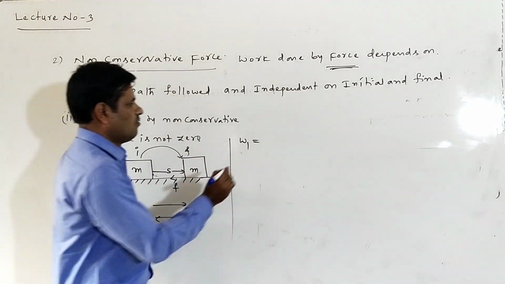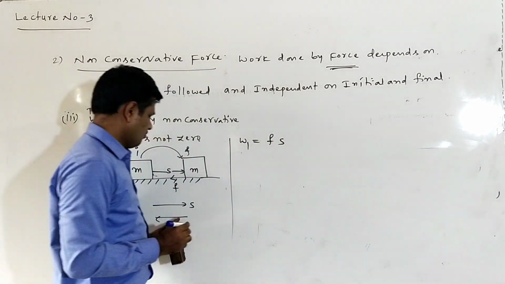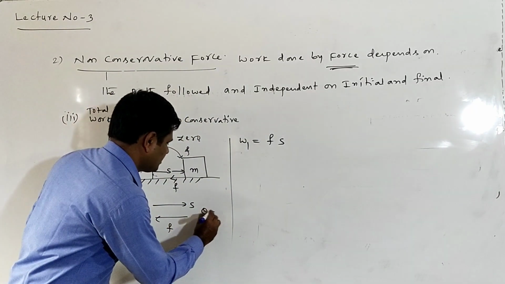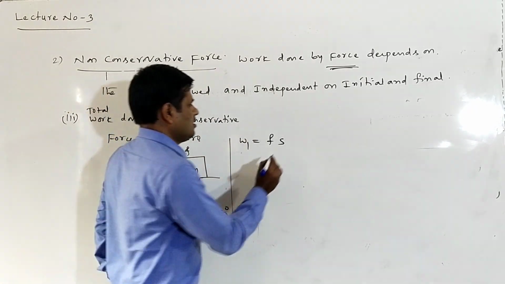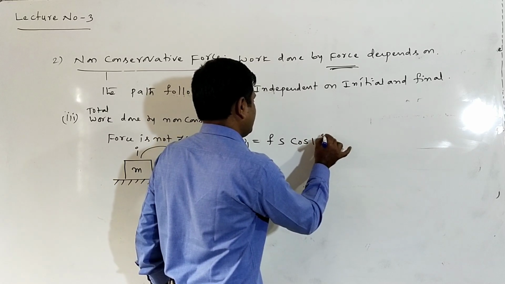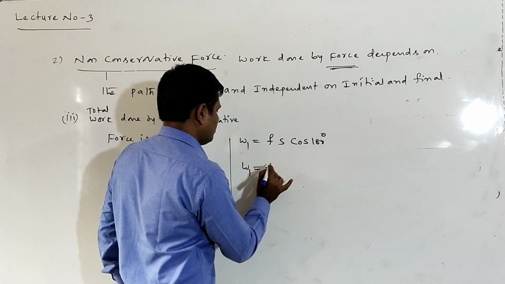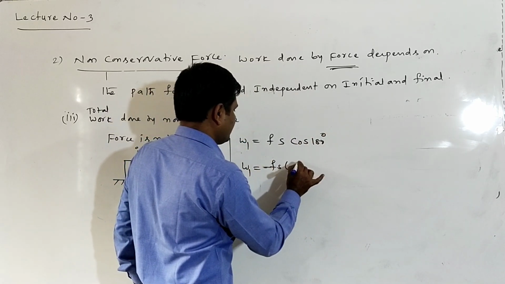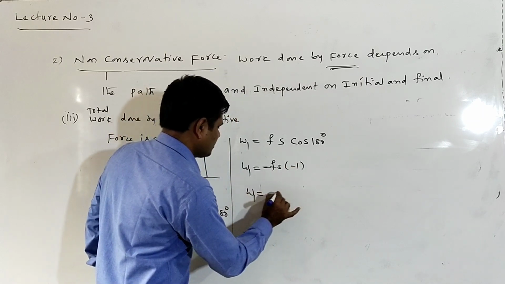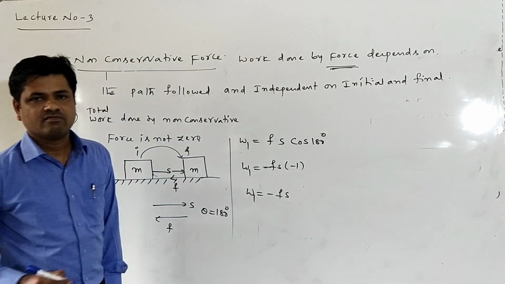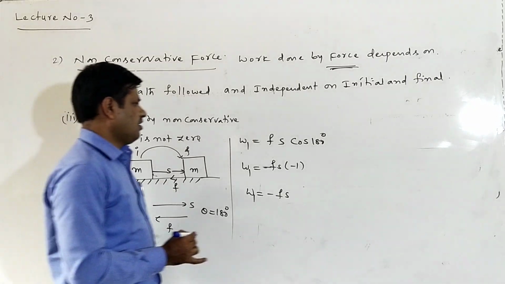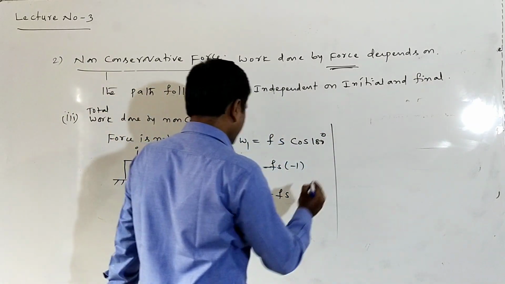friction is a force F, and the displacement is S. Both are in opposite directions, so theta is equal to 180 degrees. W1 is equal to F S cos 180, which is F S into minus 1. Here W1 is equal to minus F S. Right? Clear.